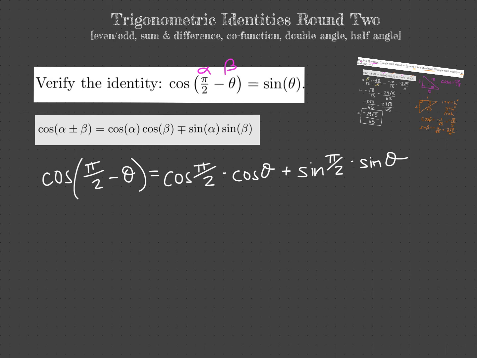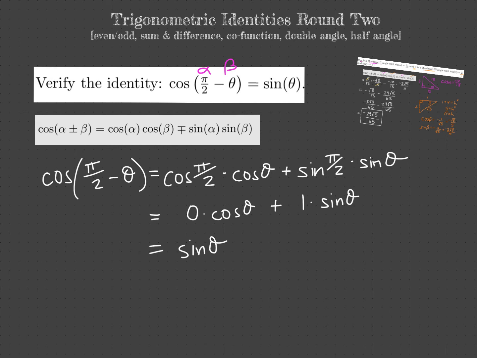Now let's clean this up a little bit. The cosine of pi over 2 is 0. So since that's 0, it wipes out this whole term actually. So that term ends up going away. Plus the sine of pi over 2 is just 1 times the sine of theta. The first term goes away. We have one side of theta, which is sine of theta.